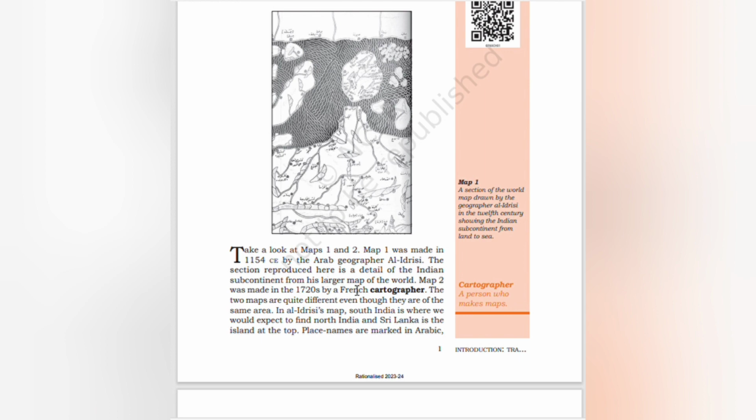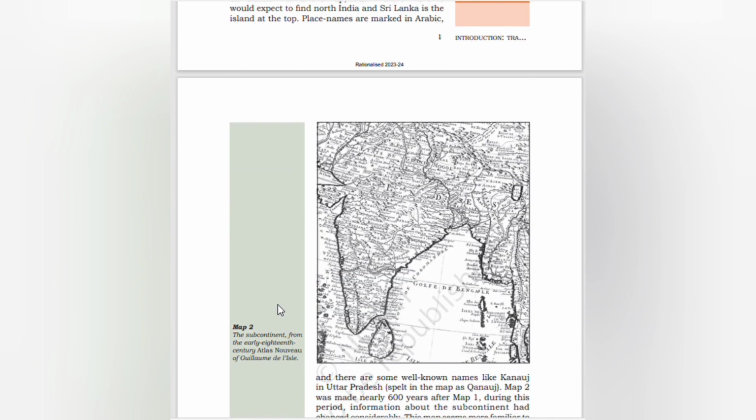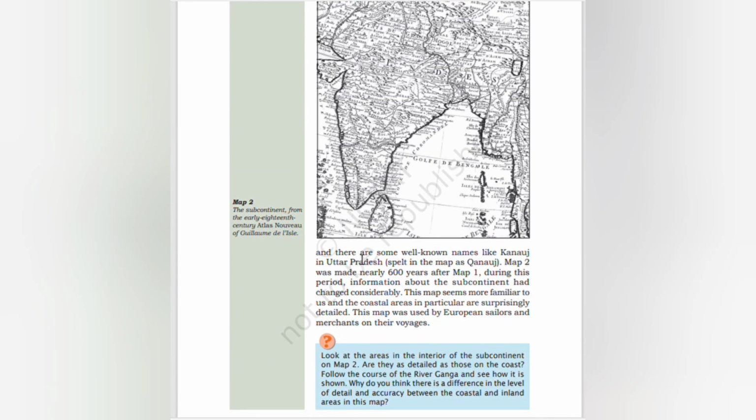In Idrisi's map, South India is where we would expect to find North India, and Sri Lanka is the island at the top. Place names are marked in Arabic. See here. And there are well-known names like Kannauj in Uttar Pradesh, spelled in the map as Kannauj.